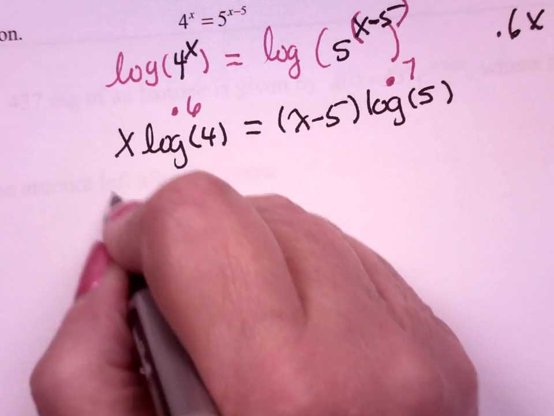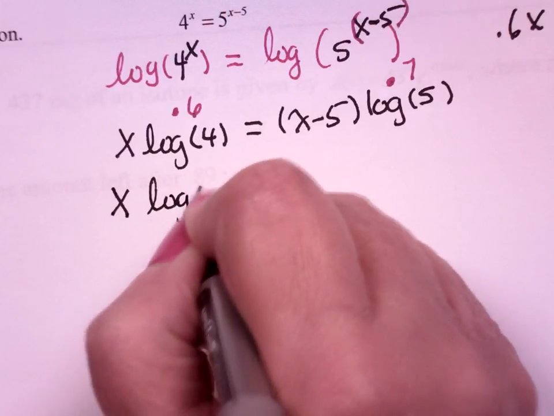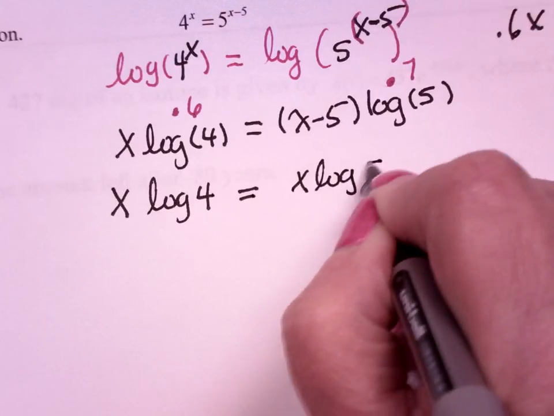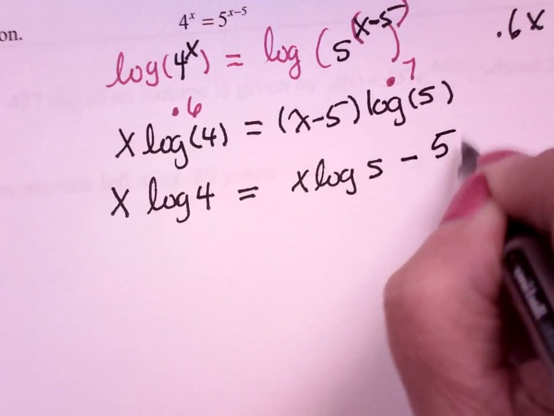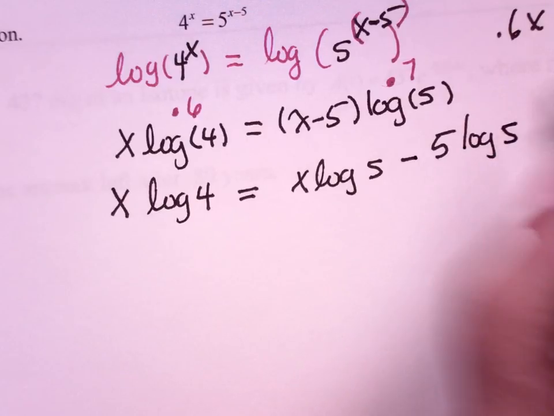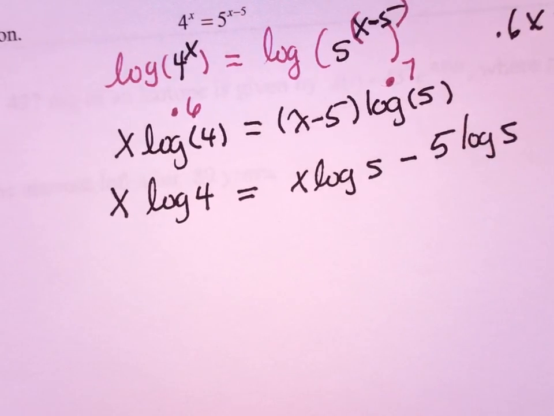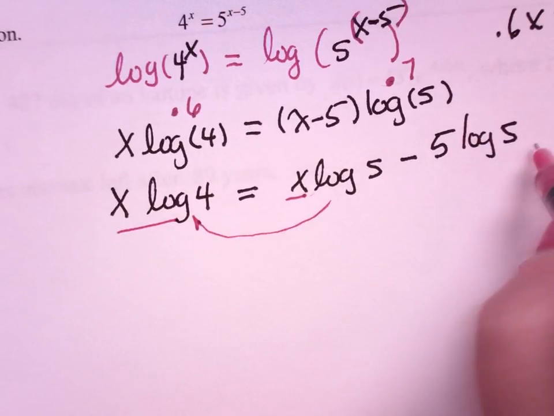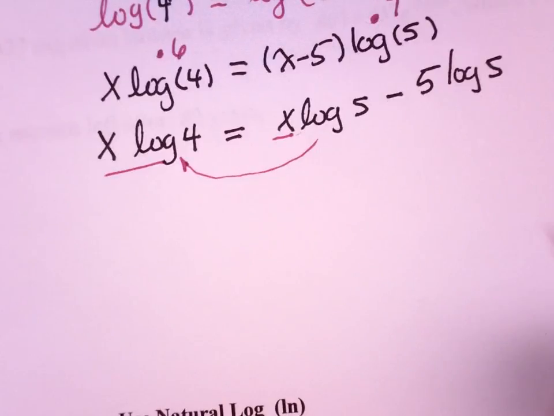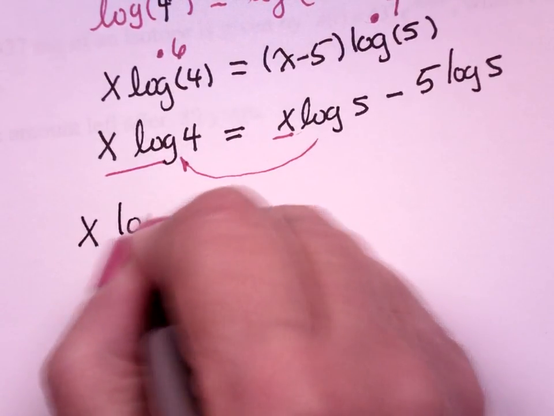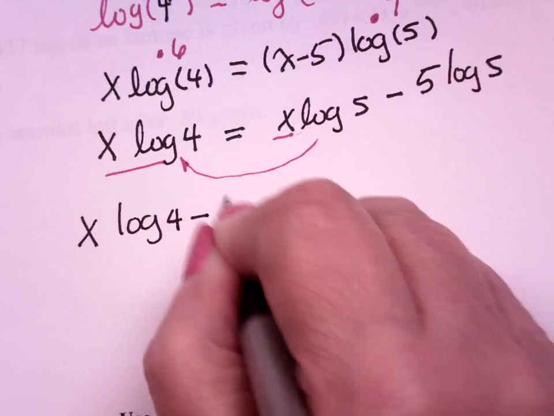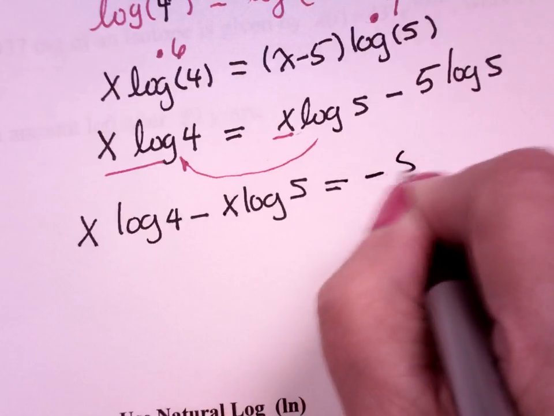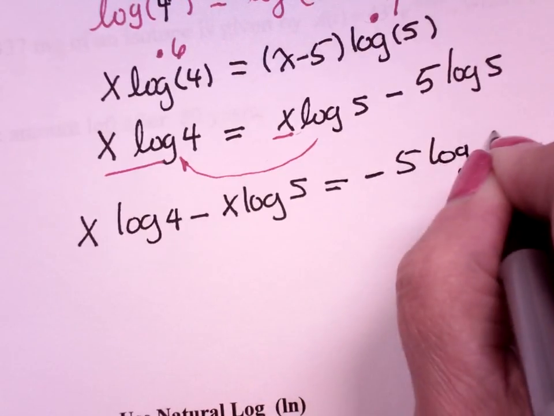What would I need to do? First thing, clear parentheses: x log of 5 minus 5 log of 5. Now what do we always do? We bring everything that has x's in it to the same side, and anything that doesn't have an x, you leave on the other side. So x log of 4 minus x log of 5 equals minus 5 log of 5.